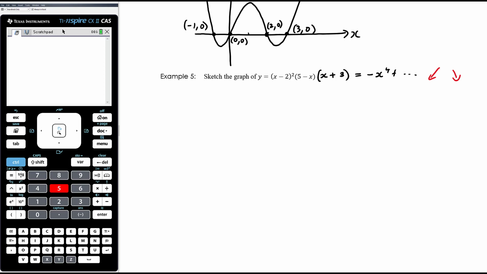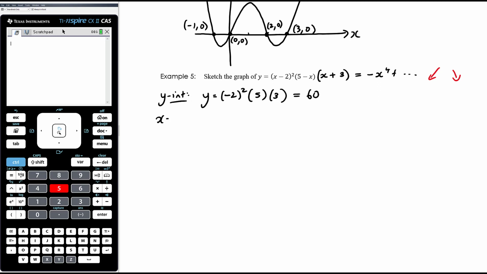Our y-intercept, we let x equal 0, and so we're going to get negative 2 squared times 5 times 3. So that's 4 times 5 times 3. 4 times 5 is 20, and times 3 is 60. So a big y-intercept. They get big quite quickly with higher degree polynomials. It doesn't take much. It's just 2 squared, and all of a sudden you've got a y-intercept of 60. Imagine if the squared had been on the 5, it'd be a much bigger y-intercept again.